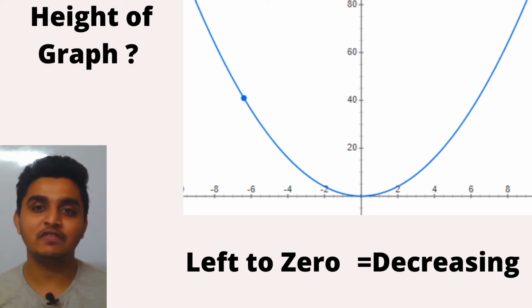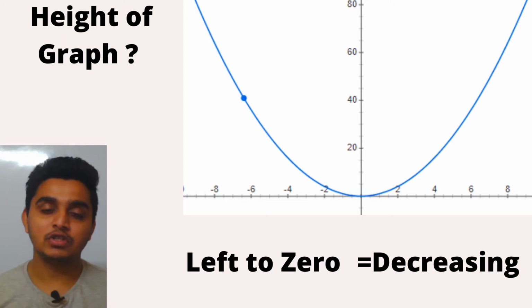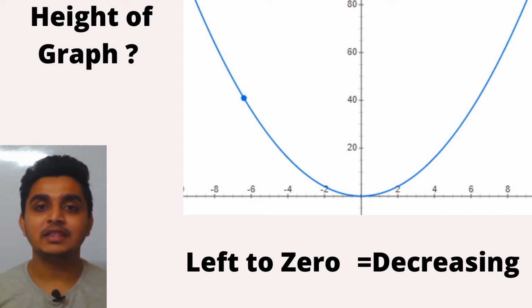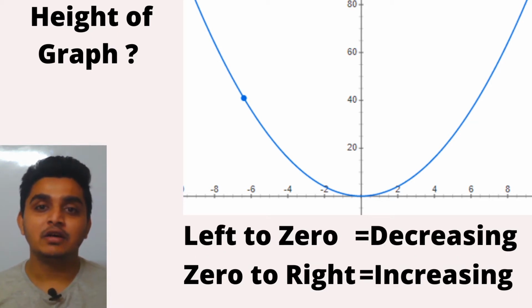And now we'll see how this happens. If you go from the left, from minus infinity till 0, you can find that the graph is constantly losing its height. So we can say that the graph is decreasing towards 0. From the left side till 0, the graph is decreasing. Now if you look after the exact 0 point, the graph is going upwards, so the height is increasing. In this manner, we can say that from 0 to the right side the graph is increasing.